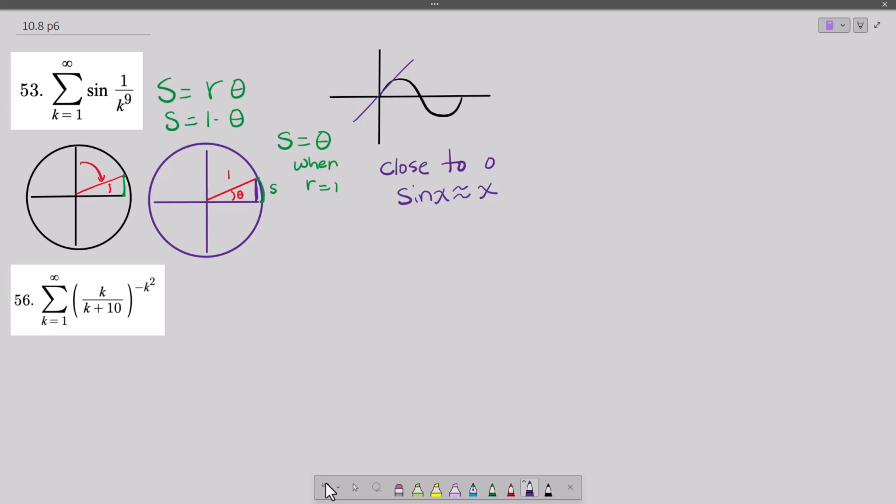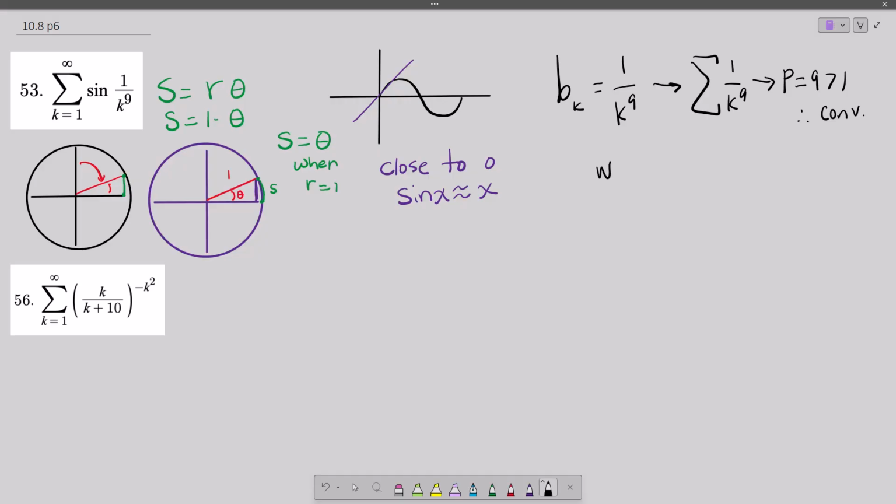In other words, this is the trig function sine. This is the angle. We're going to compare it to the angle because sine of x and x are about the same when you're near 0. So what we're going to compare this to, we're going to choose our b sub k to be 1 over k to the 9. Does this series converge or diverge and why? Converge because p equals 9. So p is 9, which is bigger than 1, therefore converge. So our hunch is that this series converges.